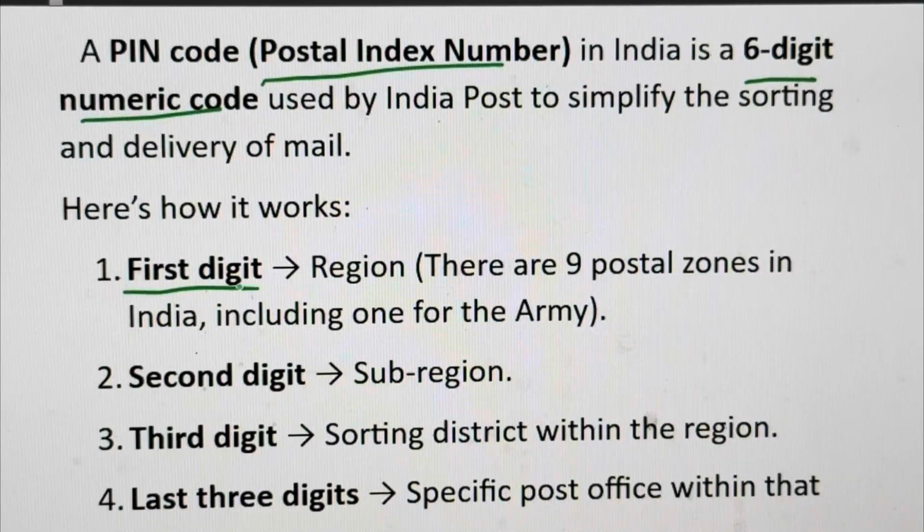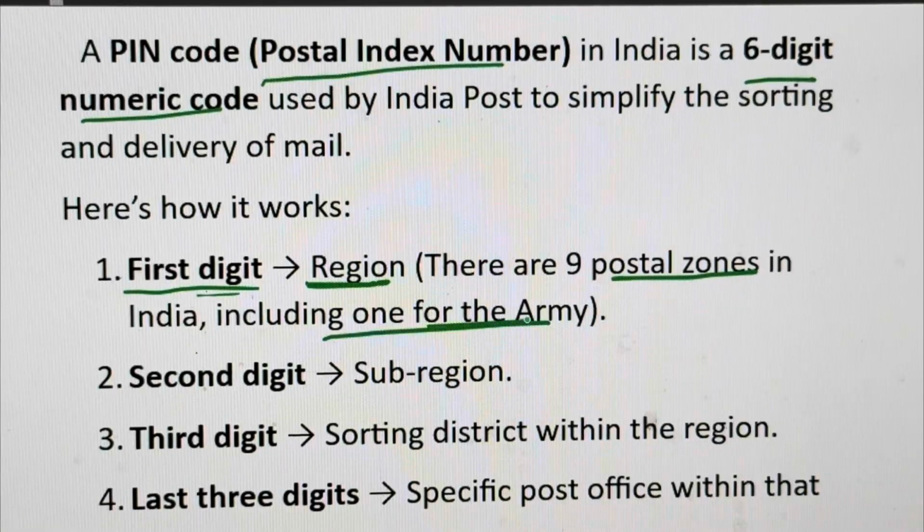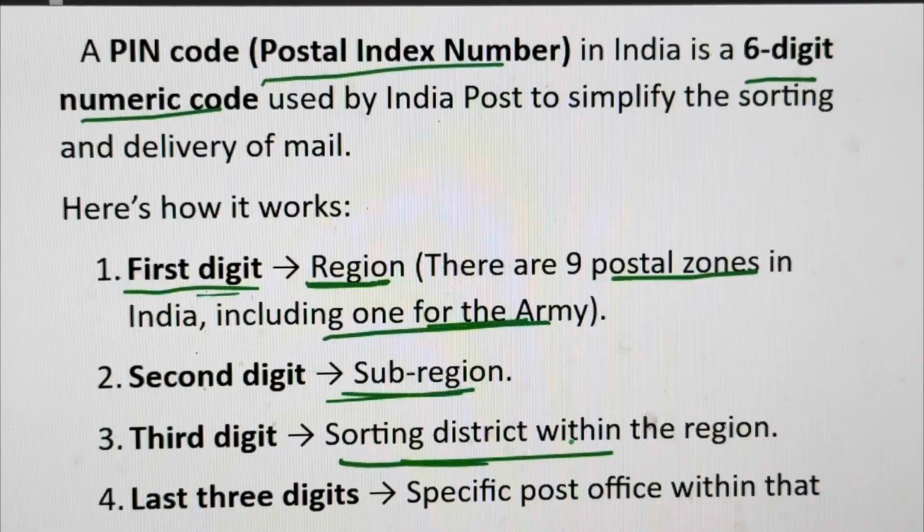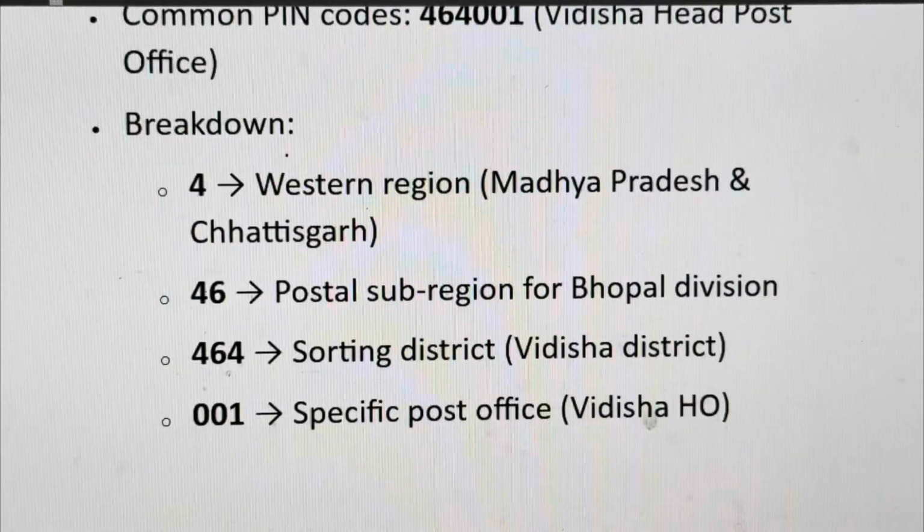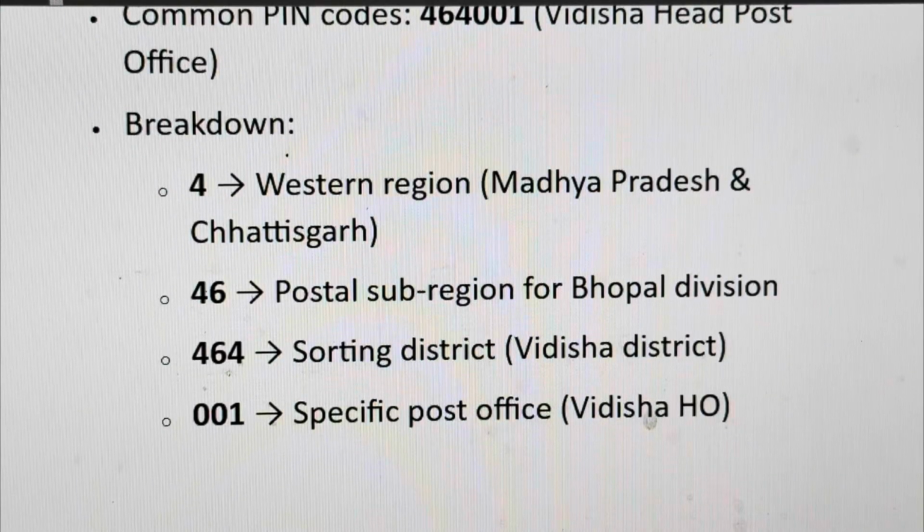First digit, it specifies the region. So there are 9 postal regions or zones in India. They are known as 9 postal zones. The second digit is of the sub-region, right? The third digit is the district within that region, right? So looking at the first 3 digits, they will be able to identify a particular district. Then the last 3 digits will be specific to that particular post office.